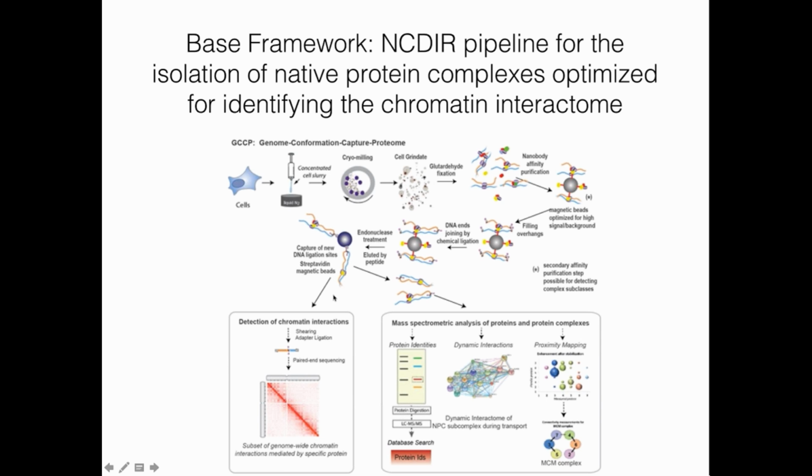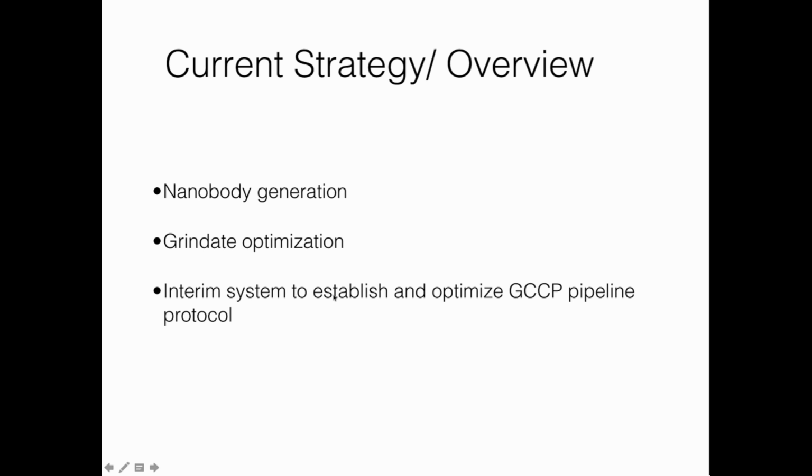So the current strategy and overview of what we've done so far and what we're working on right now is that we're working on nanobody generation, where we've picked the target of CTCF. We're working on grindate optimization so that we can maximize breaking the cells open and also breaking the DNA into smaller, more manageable size pieces. And then we've also established an interim system while we're developing the nanobodies to optimize this GCCP pipeline protocol. And I'm going to talk a little bit about that now.